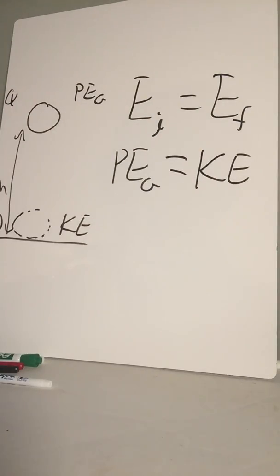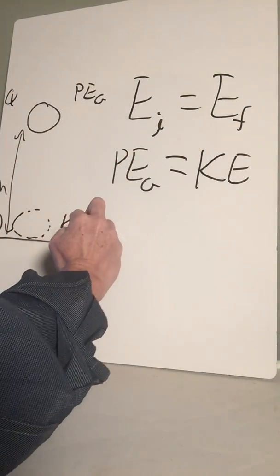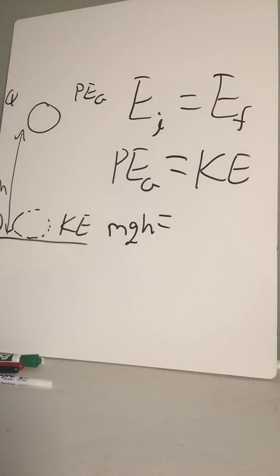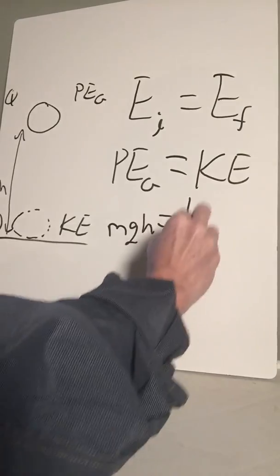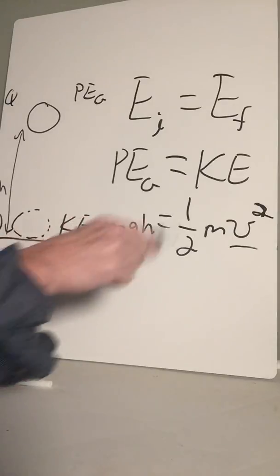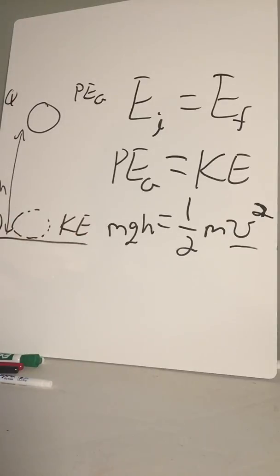Then we do our substitutions. We know gravitational potential is mass, gravity, height. We know kinetic energy is 1/2 mass velocity squared. Now at this point, the typical questions would be, what's the velocity as the ball strikes the ground? We would just rearrange the equation and solve.